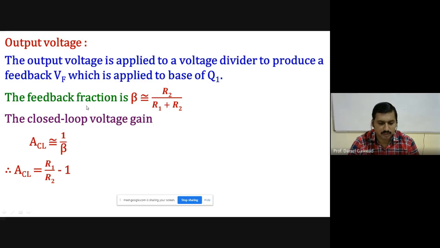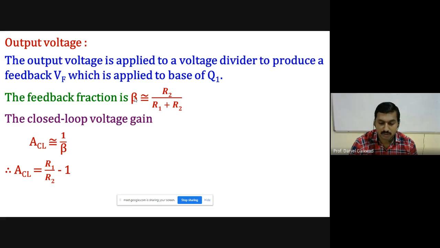That has a factor or fraction. For the feedback fraction, we have the formula beta is equal to R2 upon R1 plus R2. That is the potential across R1, from the potential divider formula of 11th standard. According to that formula, the fraction of voltage across R1 is called beta, the feedback fraction: R2 upon R1 plus R2. So this is the formula for the feedback fraction, which is the fraction of voltage appearing across R1.